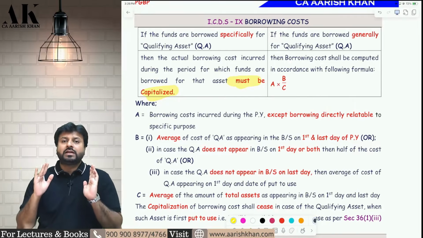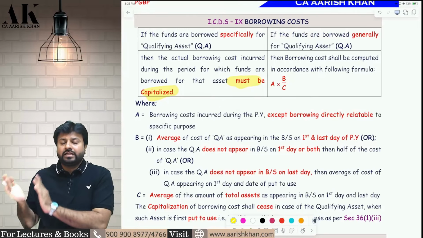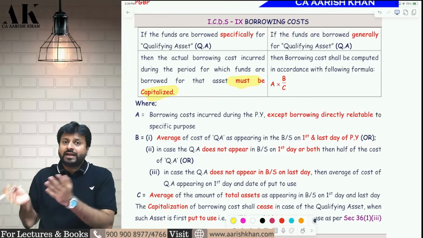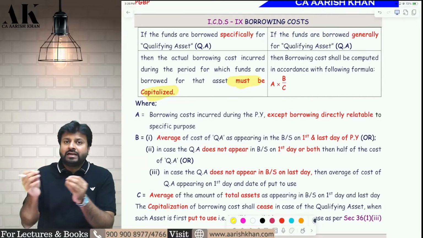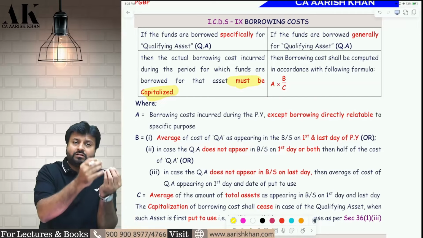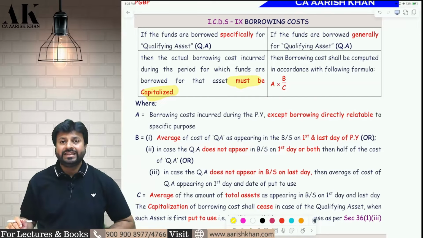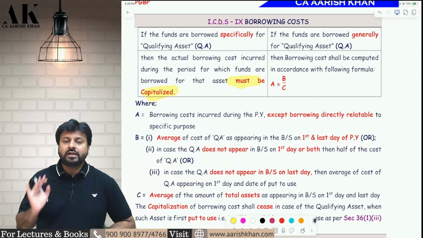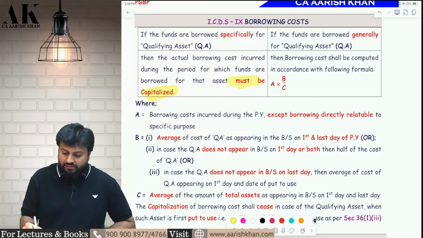But the problem starts where there is a general loan which you have taken, say a general loan of 10 lakhs. Some portion of that is in qualifying asset, some portion is in some other asset, some in the bank account, some in cash. So how will you capitalize that in case of a general borrowing? For general borrowing, the government of India in ICDS 9 has given a formula. If the funds are generally used for a qualifying asset, then you have to capitalize based on this formula.